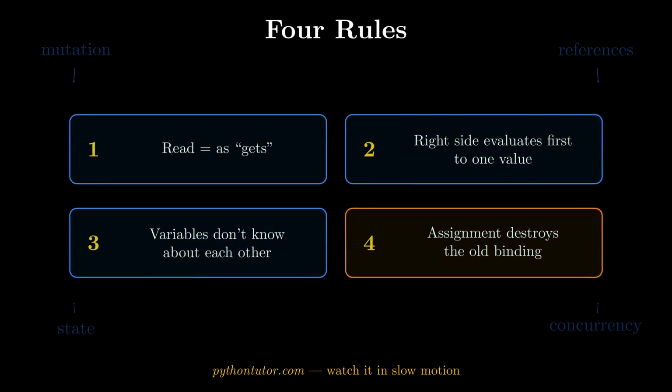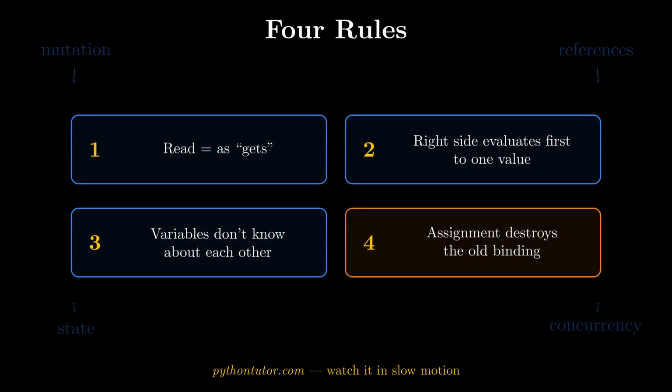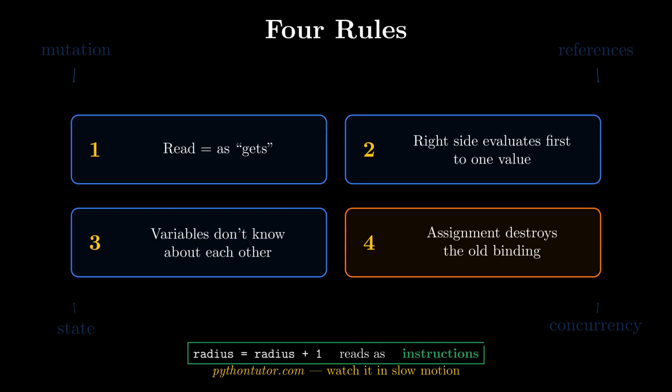Once these 4 habits become automatic, code stops being mysterious. Lines like radius is set to radius + 1 read naturally, because you're no longer hearing a mathematician. You're hearing a sequence of instructions.